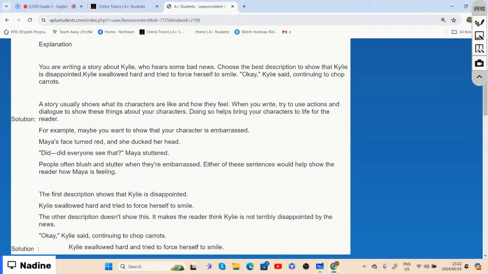And when you write, think of when you were to write your own story, right? Try to use actions and dialogue to show these things about your character, right? You need to show how they are feeling. You need to show what your characters are like. You need to show the action. And there needs to be conversation, right? And remember, we said dialogue is a conversation between two characters or more, right?